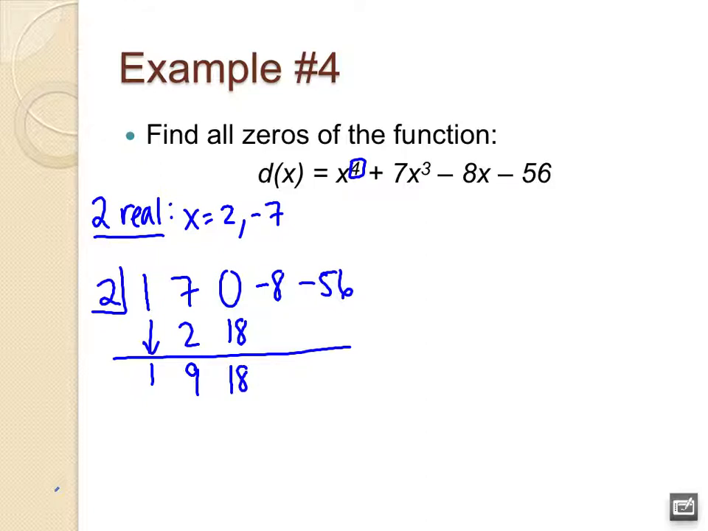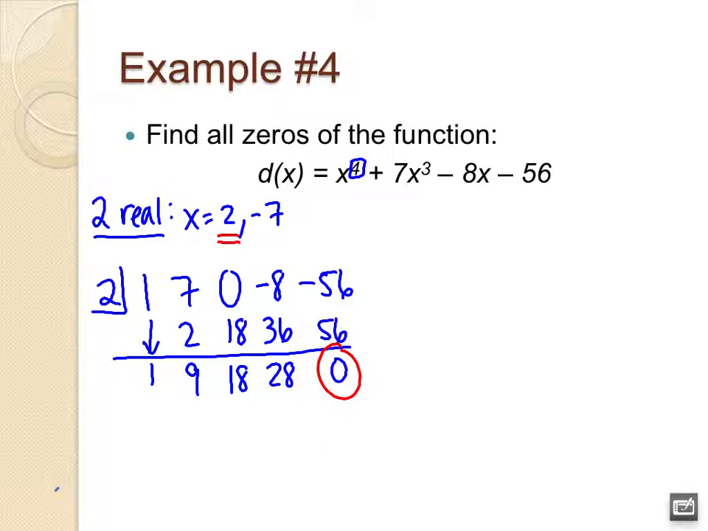2 multiplied by 18 is 36. 36 add negative 8 is 28. 28 multiplied by 2 is 56. Add down. Now, is it a coincidence that I have a remainder of 0? No. Because x equals 2 is a root or a 0, I should always have a remainder of 0. So that looks good for me.